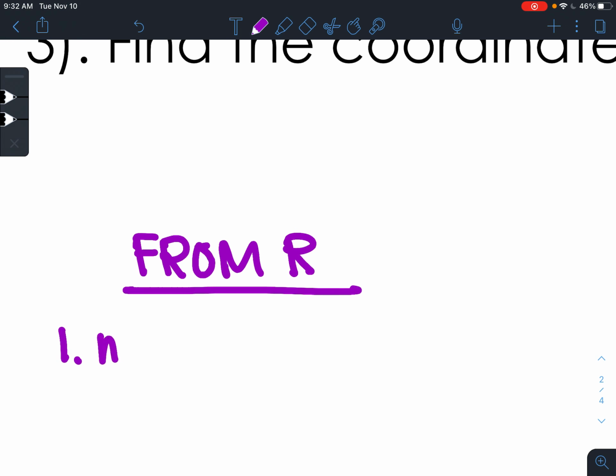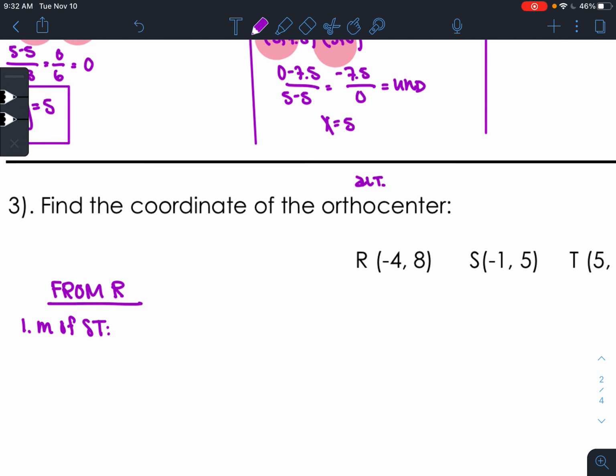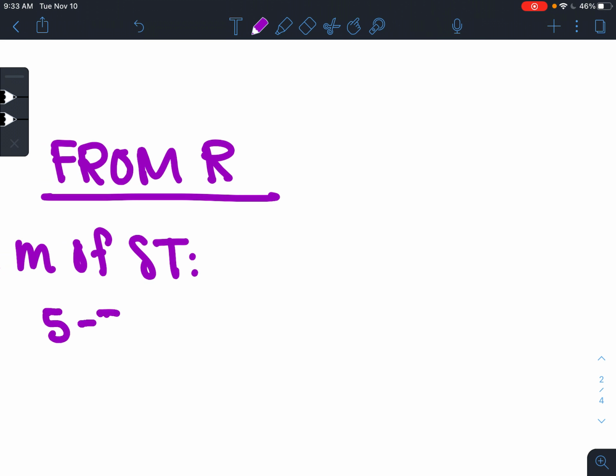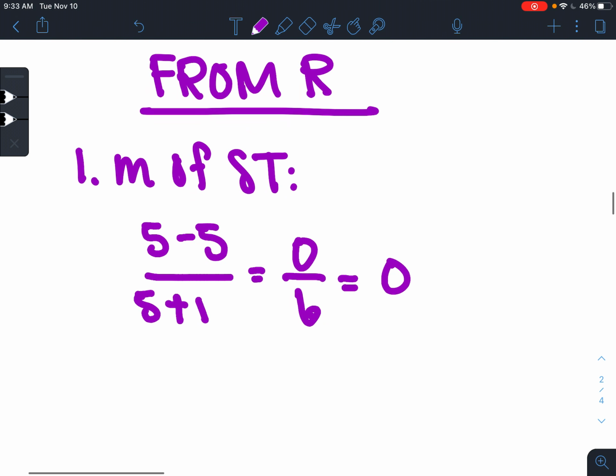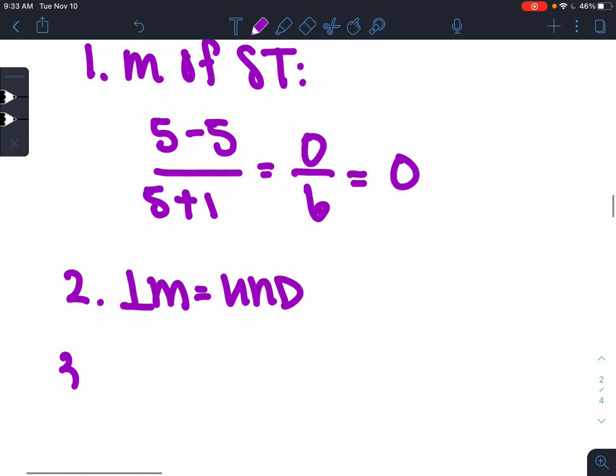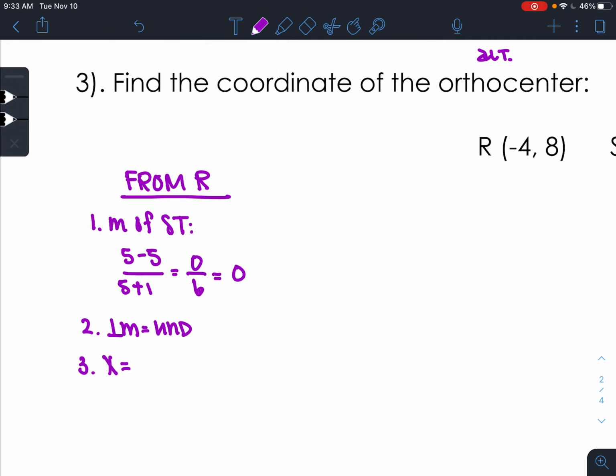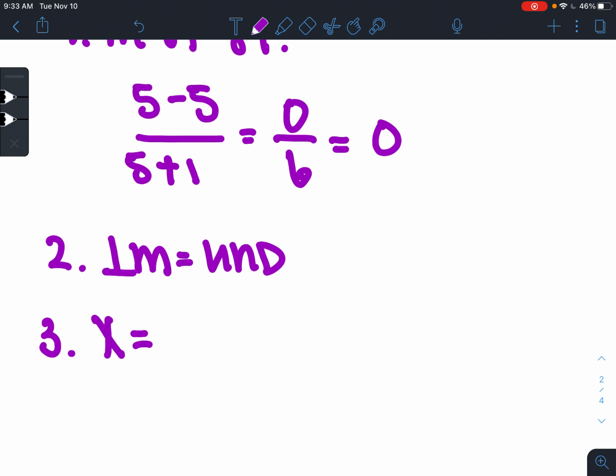which means that I need to find the slope of ST, okay? So finding the slope of ST, I'm going to do 5 minus 5, all over 5 plus 1, which gives me 0 over 6, which means my slope is 0, okay? But I don't want that slope because I want the perpendicular slope because it's an altitude, which means that my perpendicular slope is undefined. And using point-slope form, I know that my equation is going to start with x equals, all right? But it has to be the x value that we said it has to pass through, which means it has to pass through -4, 8, which means that my equation is just simply x equals -4.